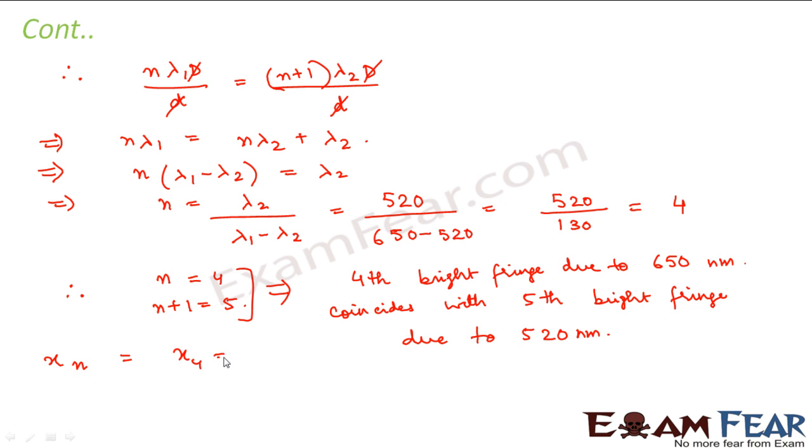So what is xn? xn is x4, that is 4 into lambda 1. So what is lambda 1? That is 650 into capital D by small d. So this comes out to be 2600 capital D by small d meters. So at this much distance from the central maximum, the 4th bright fringe due to lambda 1 will coincide with the 5th bright fringe due to lambda 2.